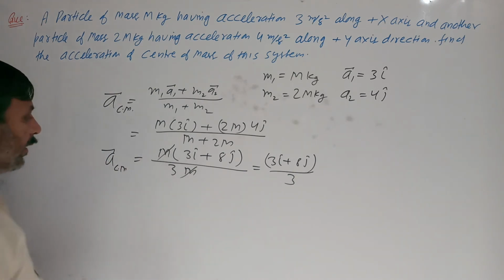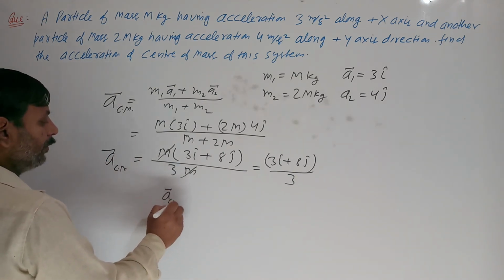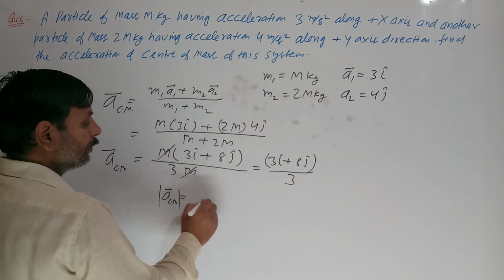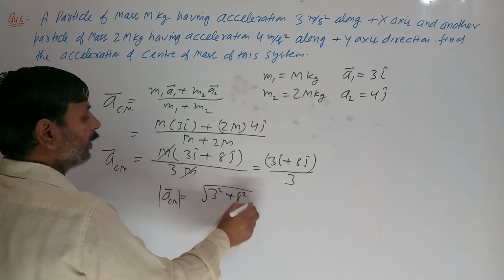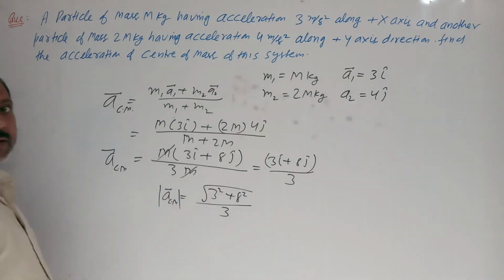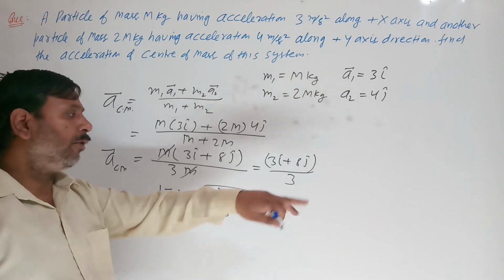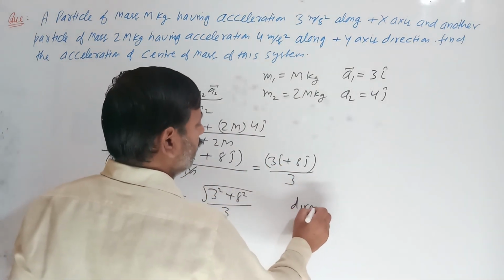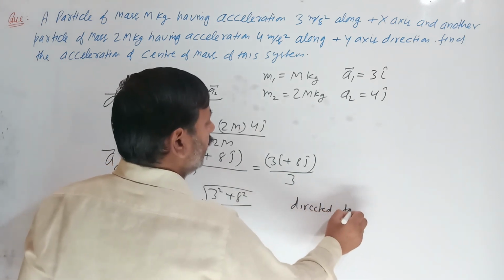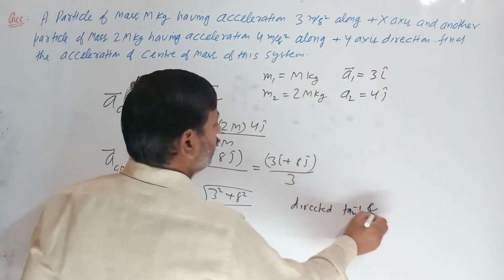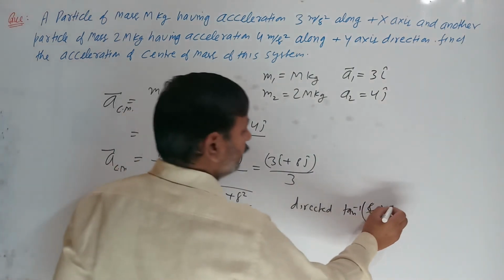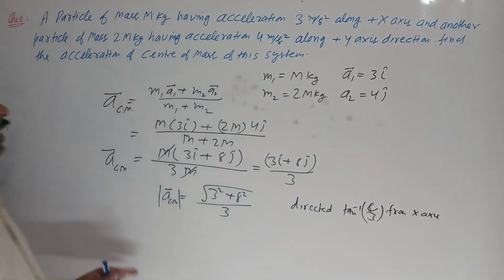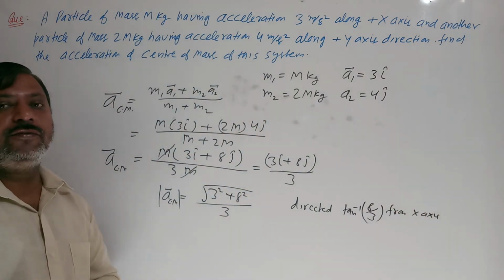If you want to find the magnitude, it will be under root 3 square plus 8 square, upon 3. And the direction from the horizontal will be tan inverse 8 upon 3 from the x-axis. So this will be the acceleration of center of mass.